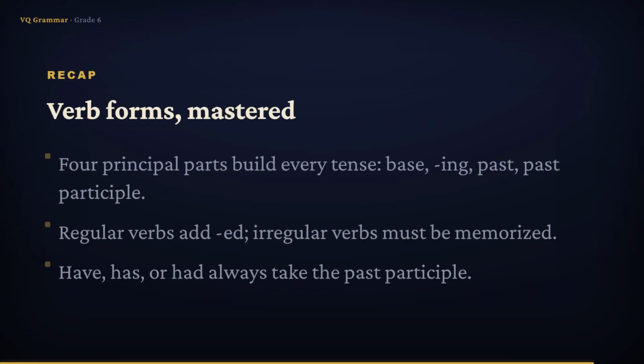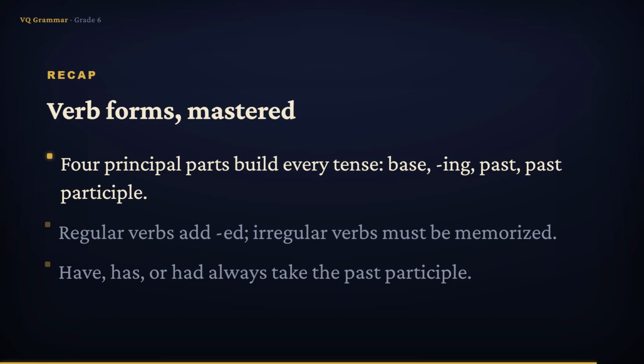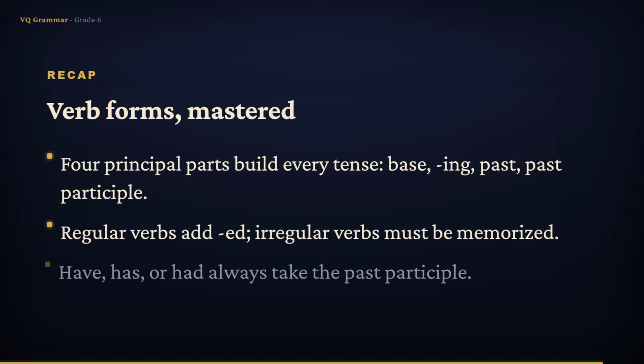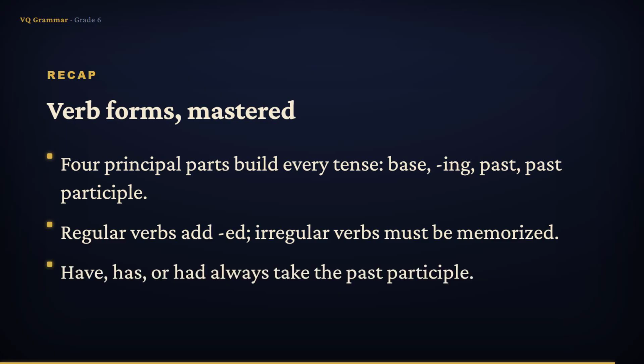Let's wrap up this unit. Every verb has 4 principal parts, and from them you build present, past, and future. Regular verbs simply add ed, while irregular verbs have to be memorized one by one. And whenever you use have, has, or had, remember to reach for the past participle, not the plain past form. Keep asking your 3 questions: when, regular or irregular, and is there a helper? Do that and verb forms will feel easy.